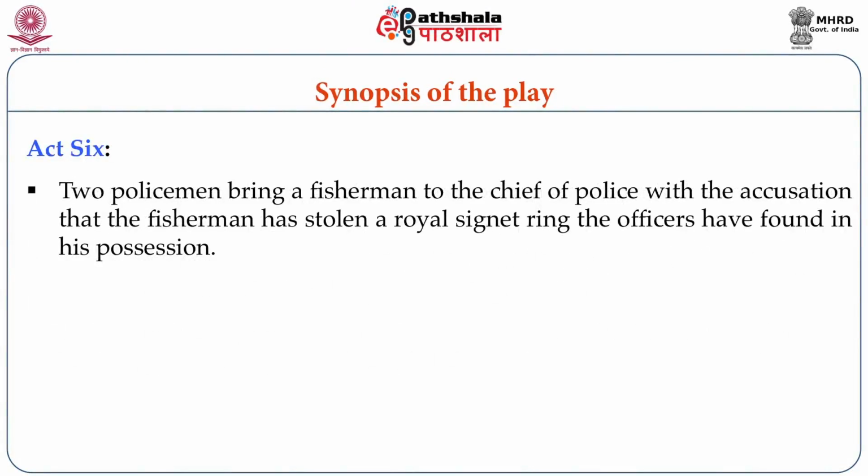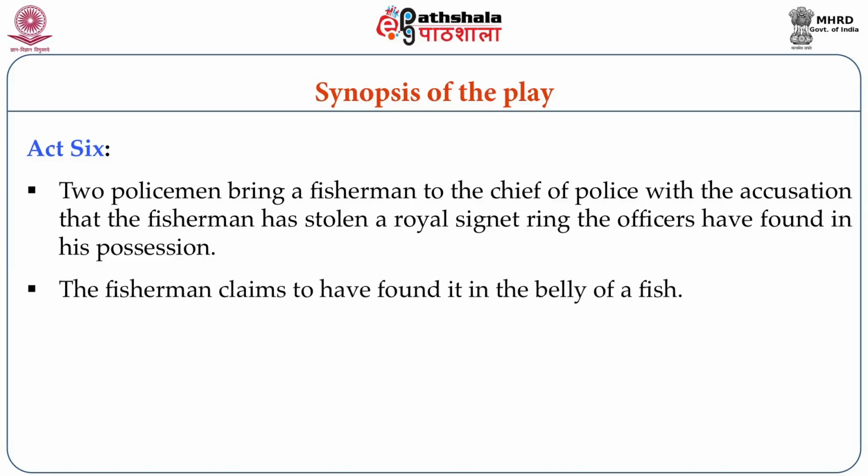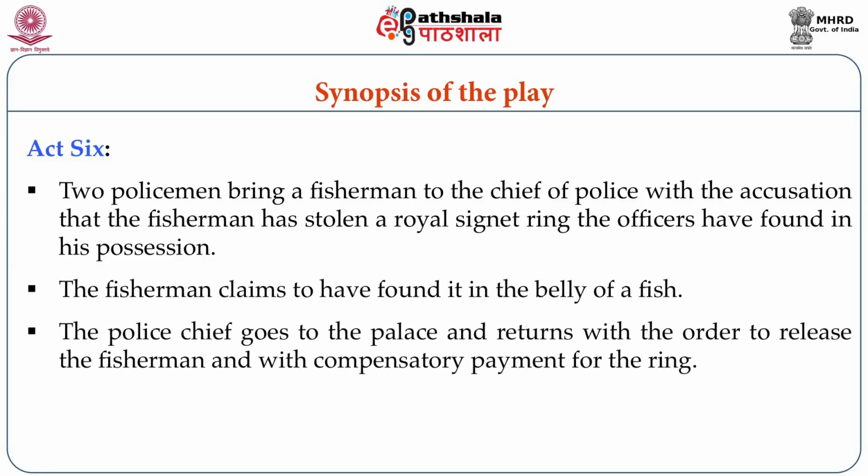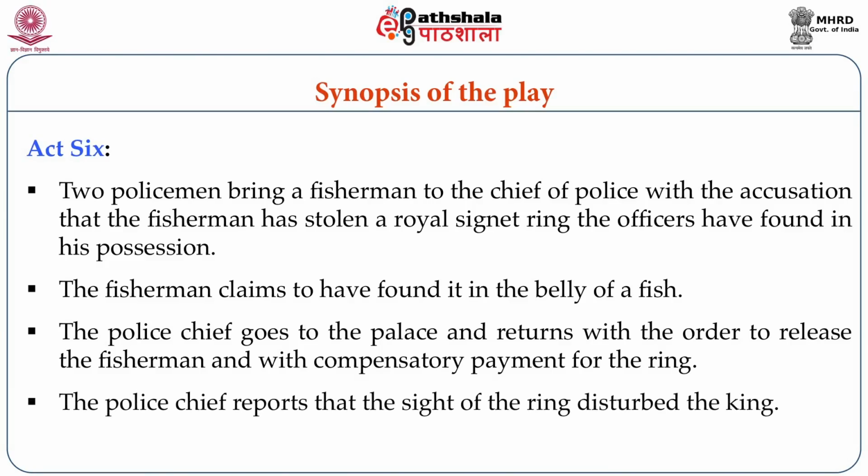Sixth act. Two policemen bring a fisherman to the chief of police with the accusation that the fisherman has stolen a royal signet ring the officers have found in his possession. The fisherman claims to have found it in the belly of a fish. The police chief goes to the palace and returns with the order to release the fisherman and with compensatory payment for the ring. The police chief reports that the sight of the ring disturbed the king.